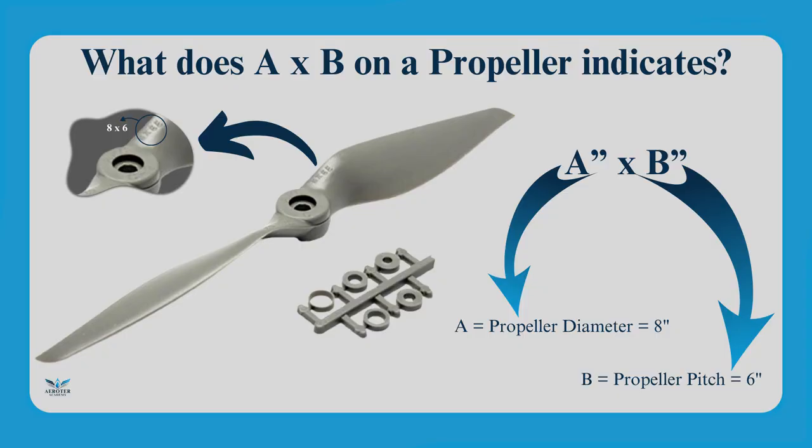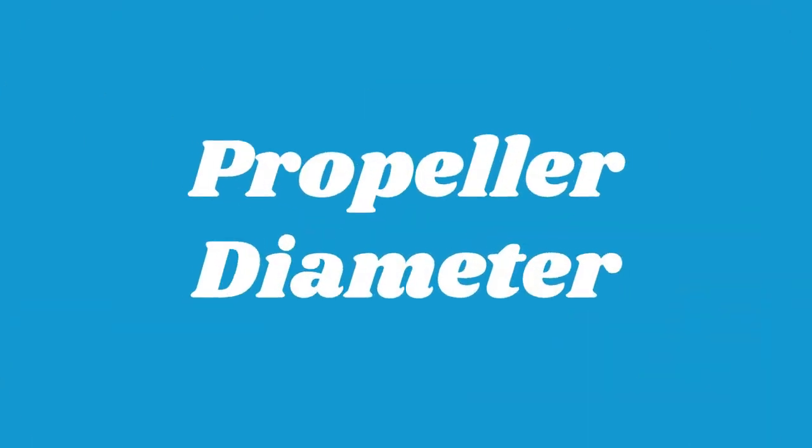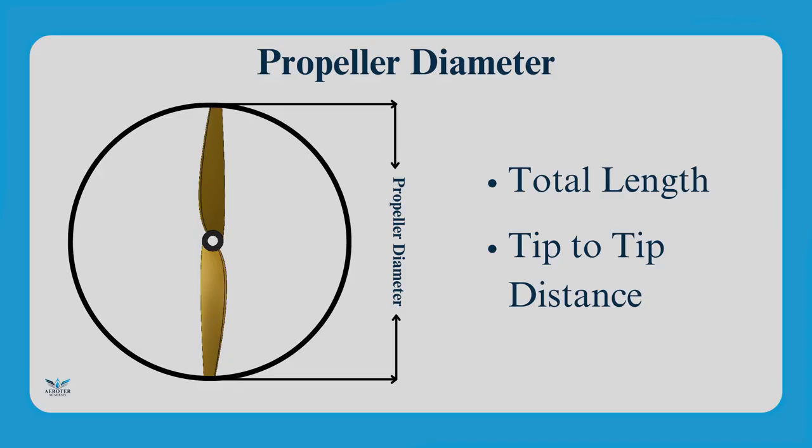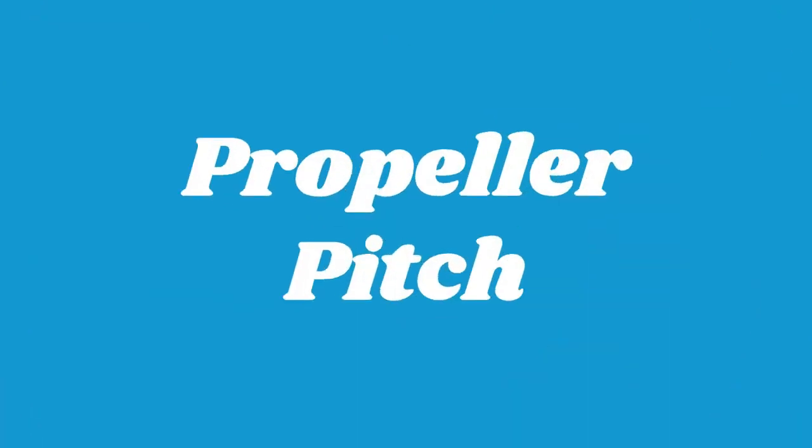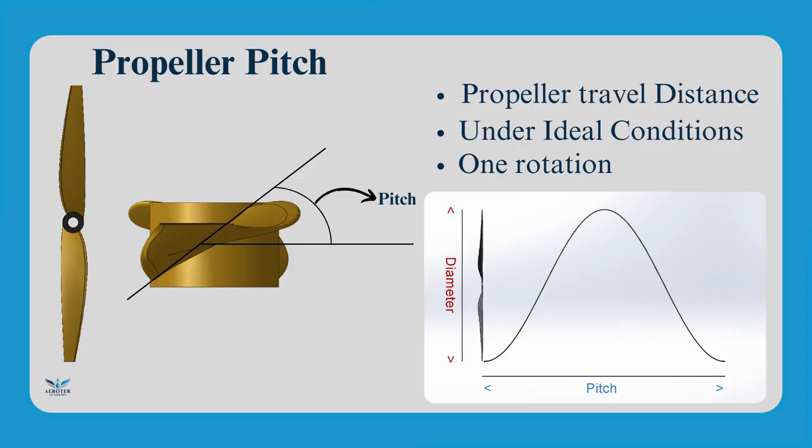Propeller notation. Drone propeller manufacturers usually specify two main measurements, quoted in A x B. The first number is the propeller diameter, and the second one is the propeller pitch, both measured in inches. Propeller diameter: the total length of the propeller from tip to tip. Propeller pitch, which is related to the angle of the propeller, is defined as how far the propeller will move forward under ideal conditions for every rotation.